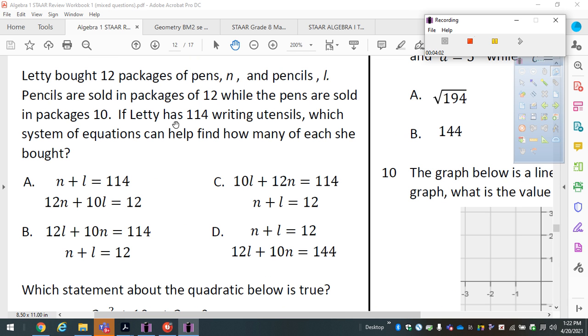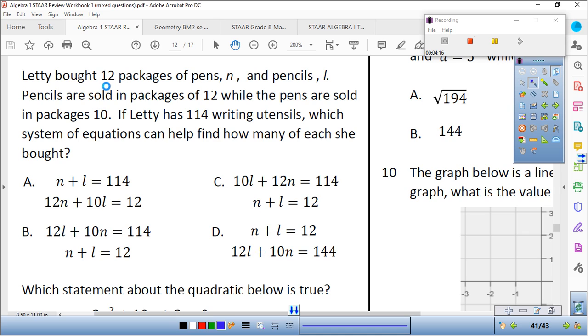Oh, I like these because they have a lot of words. On the real STAAR test, guys, they're this easy. I haven't read it yet, and a lot of you will freak out. Don't freak out. Okay, let's see, about 12 packets of pens, which are N. 12. So I want to look for 12N. I'm not lying to you. 12N. Look for 12N.